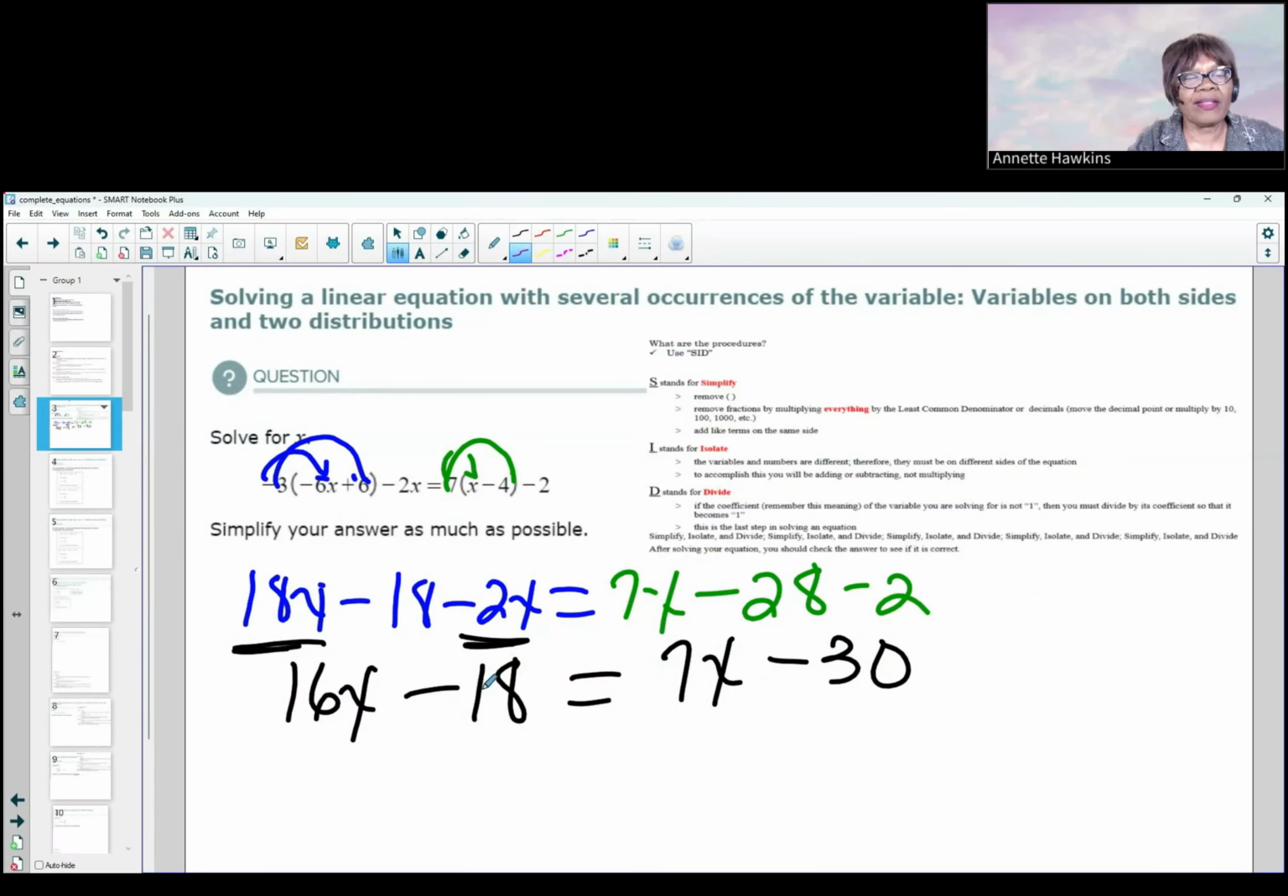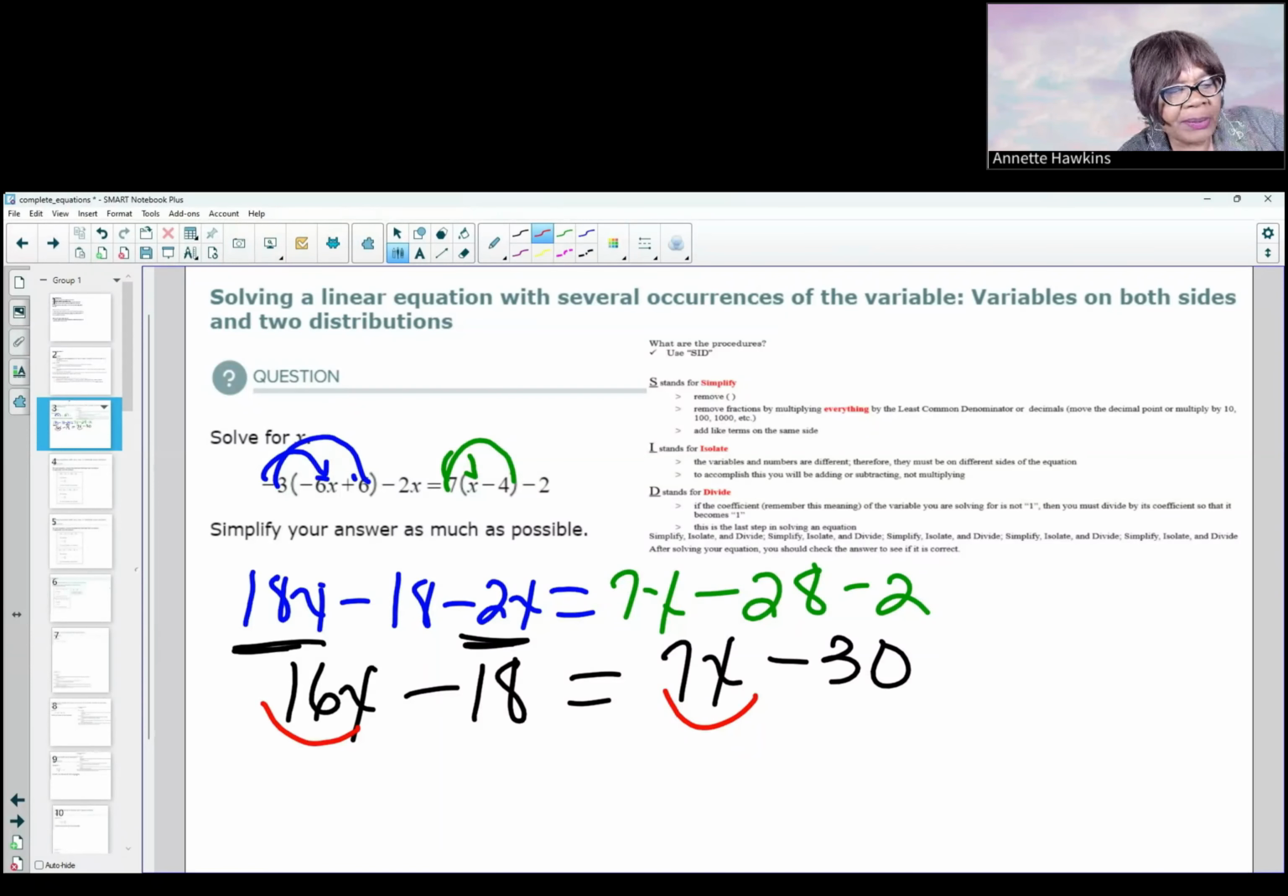Okay, now that we have a maximum of 2 terms, we want to go to the next step, which says to isolate. Okay, the numbers have to be on one side and the variables have to be on the other. So let's focus on the variables first. So this is a variable and this is a variable. They have to be on the same side, so we need to get them together, and we do that by undoing. But before we do that, we want to take a look at their coefficient. This is 16 and this is 7.